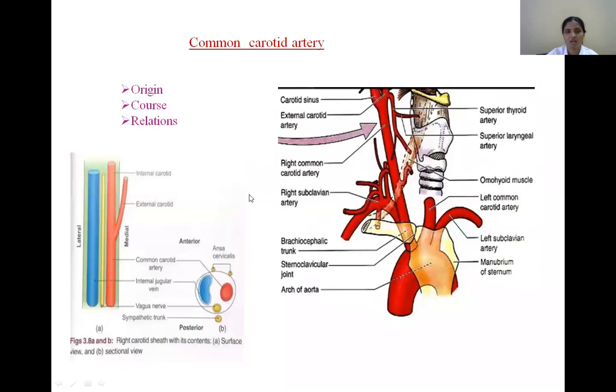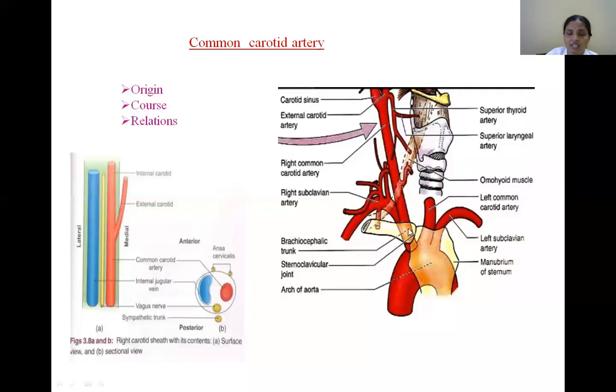Now coming to the common carotid artery. So what is this common carotid artery? Already in the first slide I have explained. It varies on the right and left sides. So on the right side, the common carotid artery takes origin from the brachiocephalic trunk, exactly just behind the medial end of the clavicle.